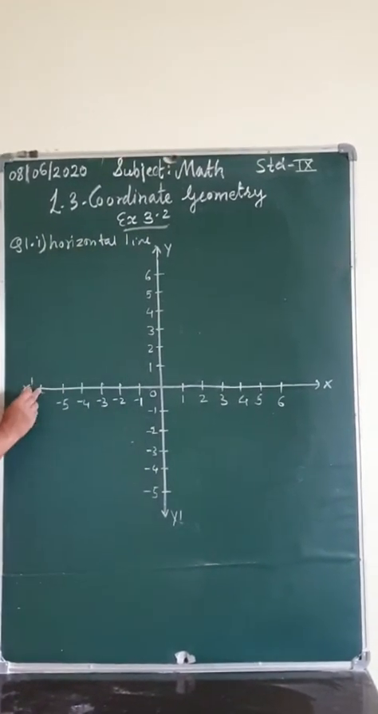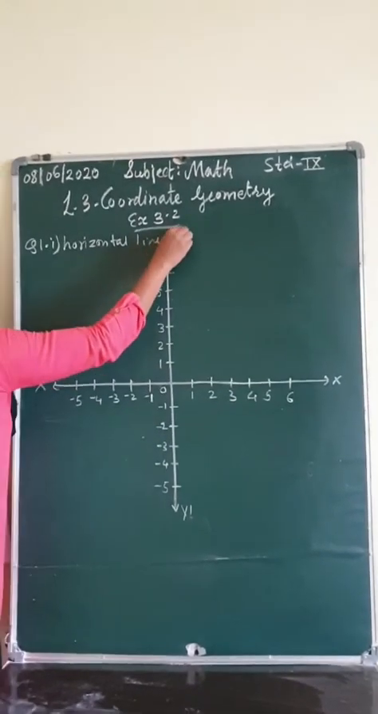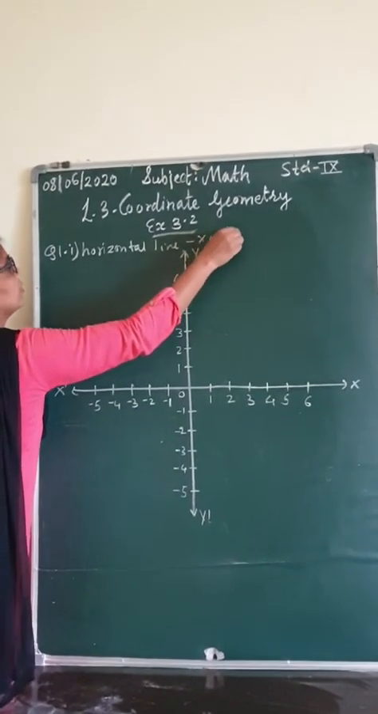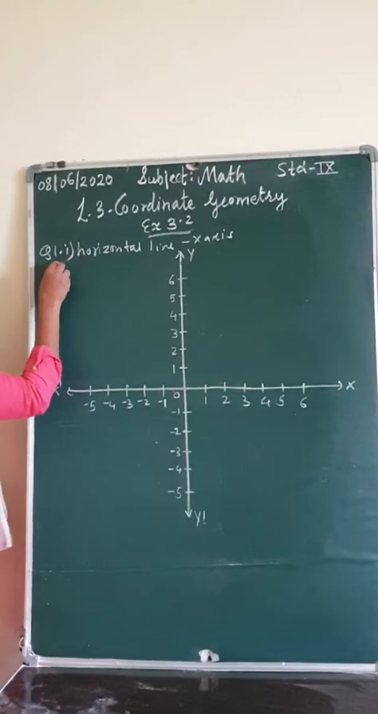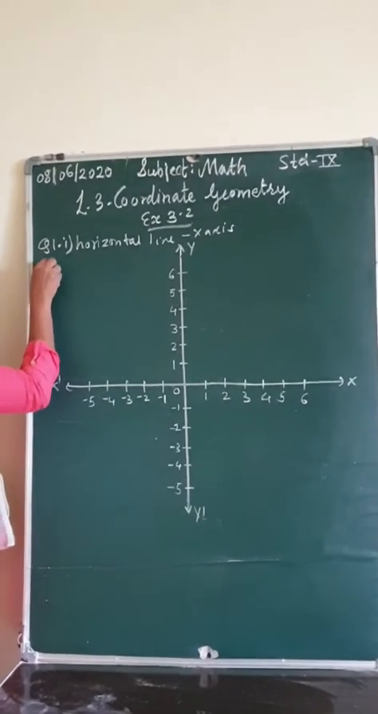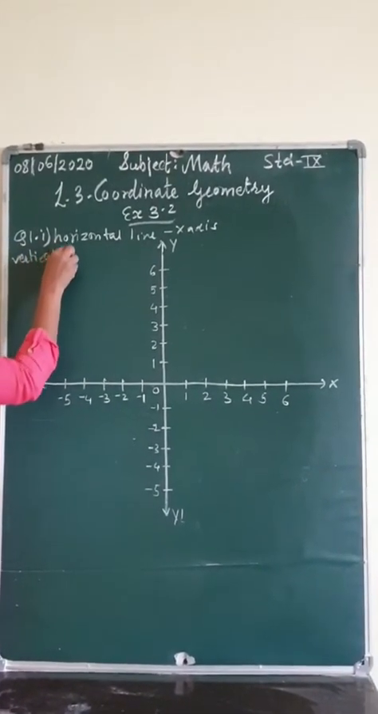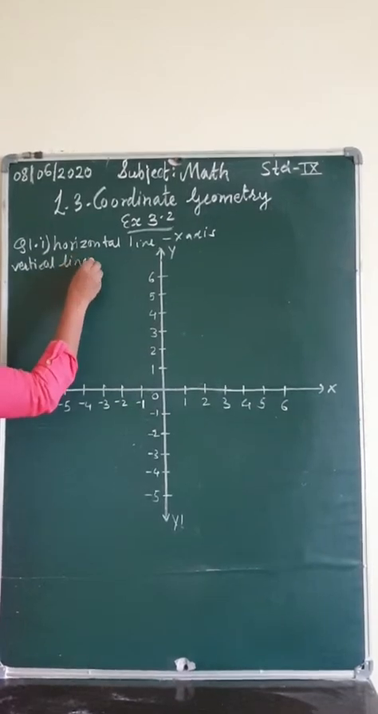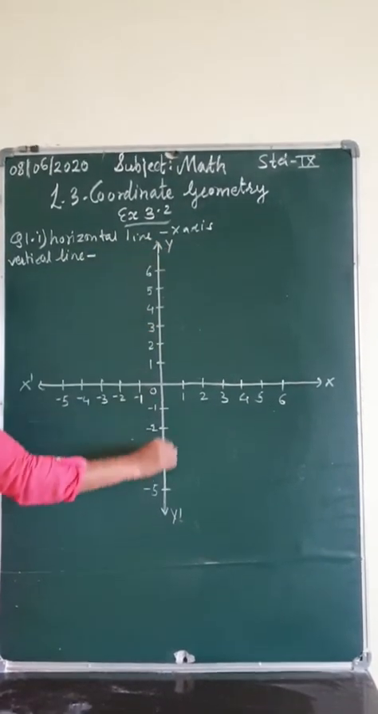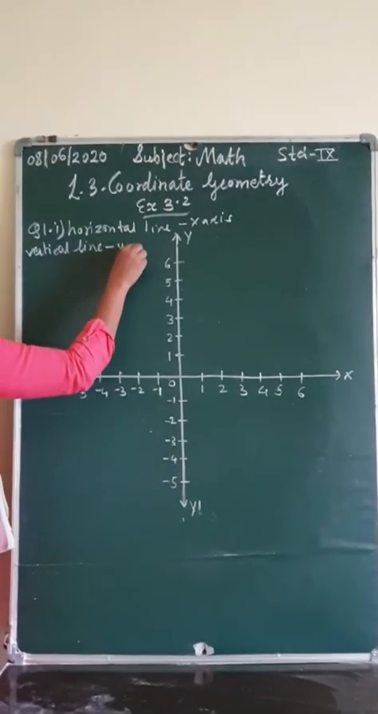Let's see with this example. This is a horizontal line. What is it called? X-axis. What is this vertical line in the second? Same question. Vertical line called? Vertical line. That is y-axis.